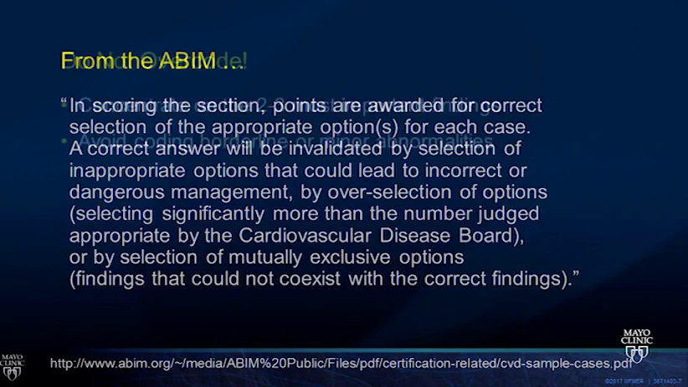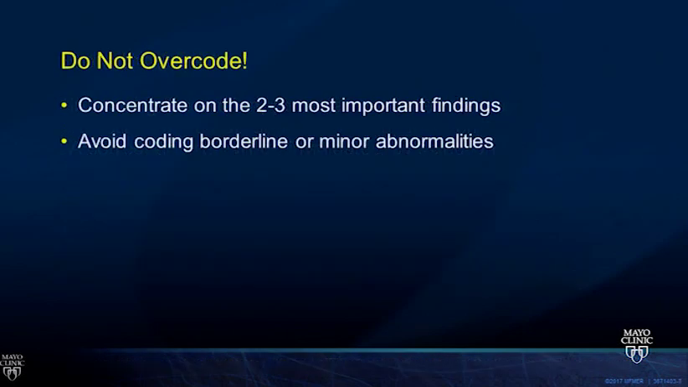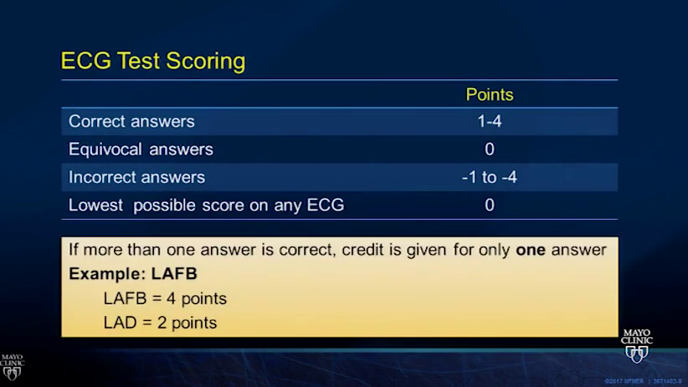But generally speaking, if you look at how they do the point system, they'll typically have 1 to 4 points for a correct answer. You won't get any points if it's a very equivocal answer, and you may actually lose points for incorrect answers that affect the management of that patient. Like I said, if you say something that's clearly incongruous with what you've just previously coded, that's when you start to lose points, get negative points, and obviously you don't want to do that.